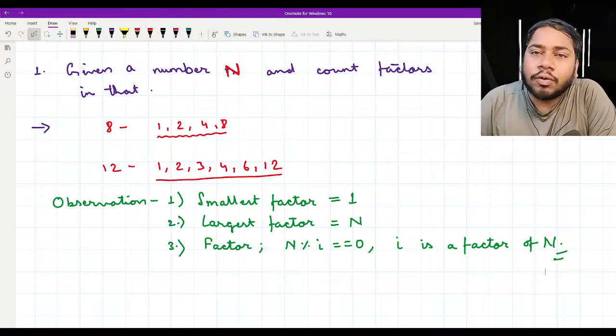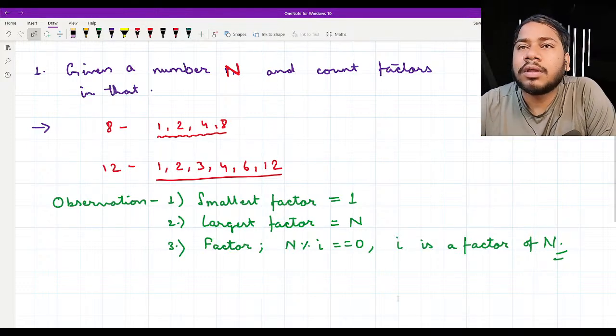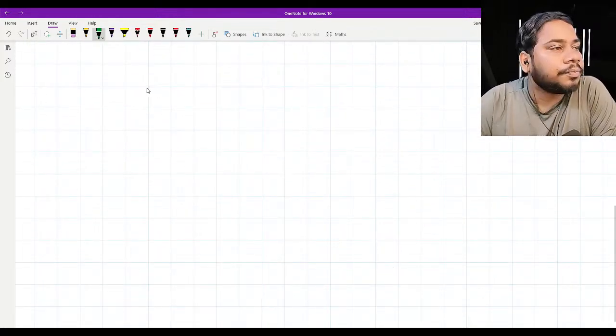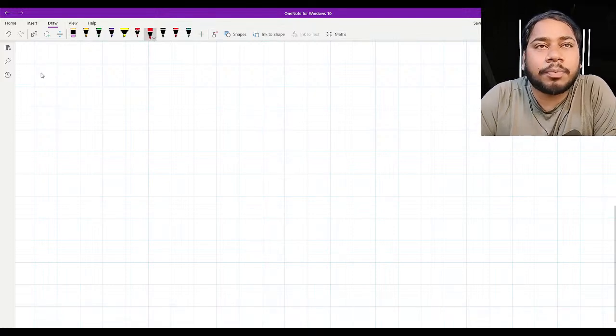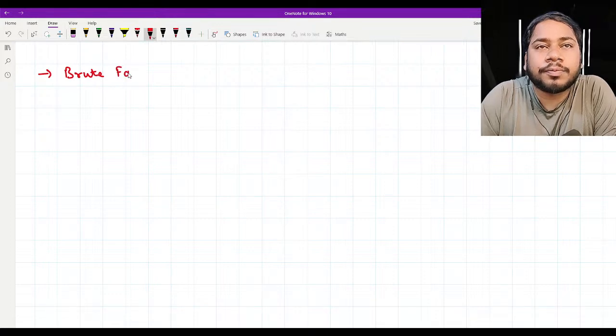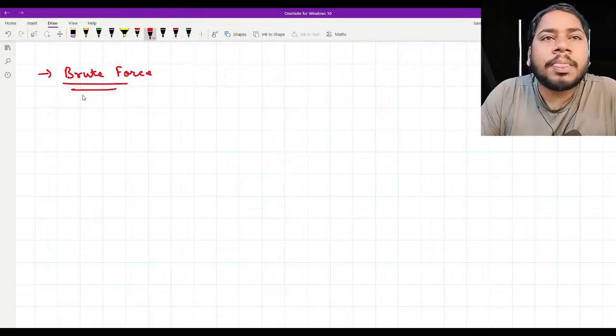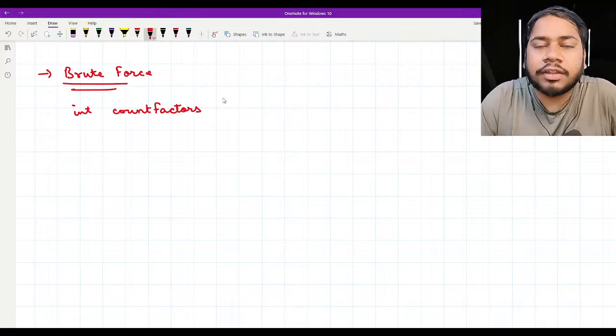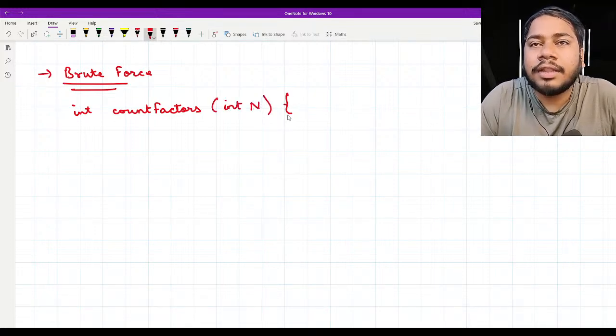So what can we do? This can be the brute force approach, right, guys? So what is the brute force approach? We can have an int countFactors function, and this will get a parameter n.